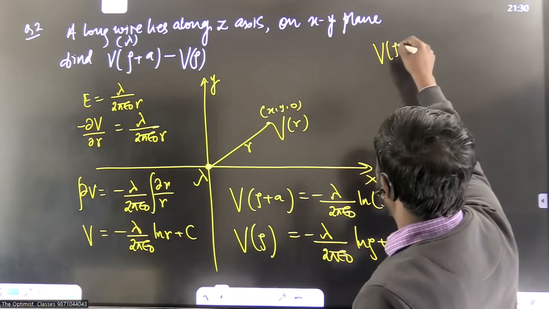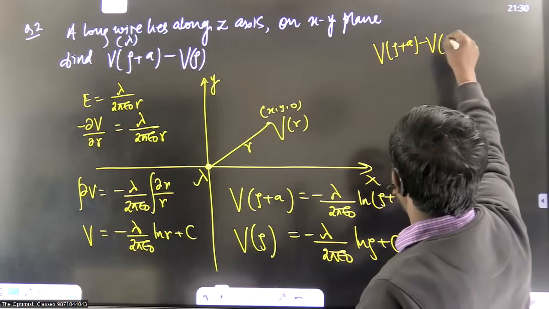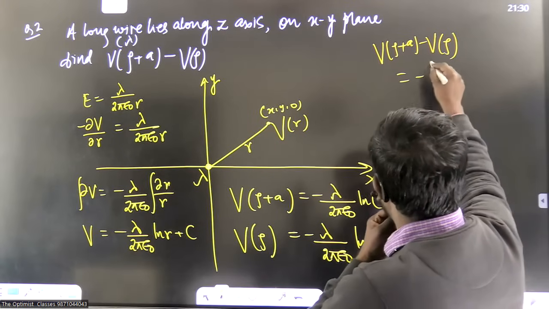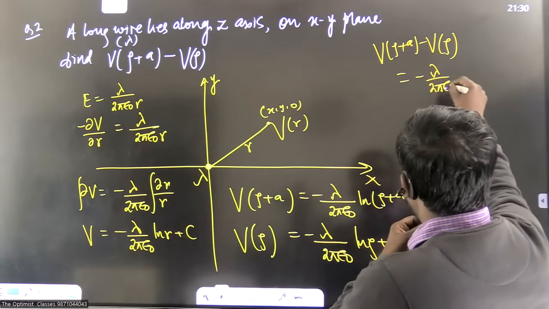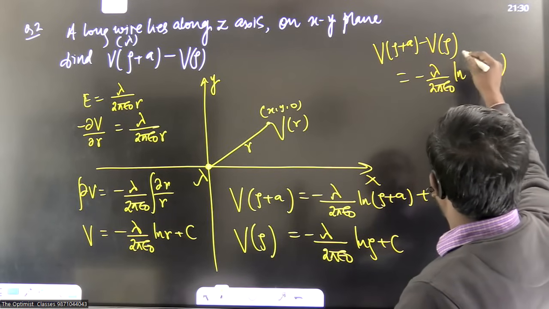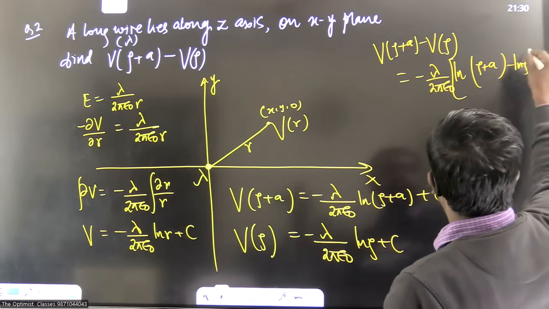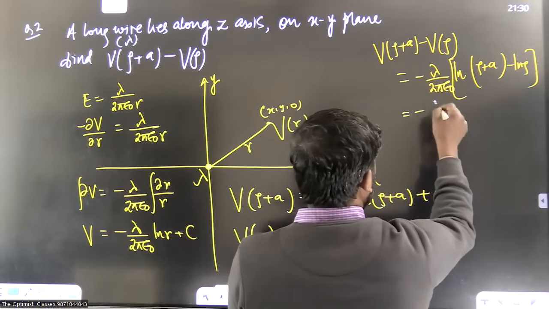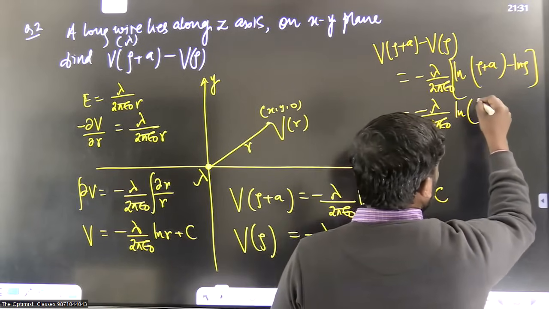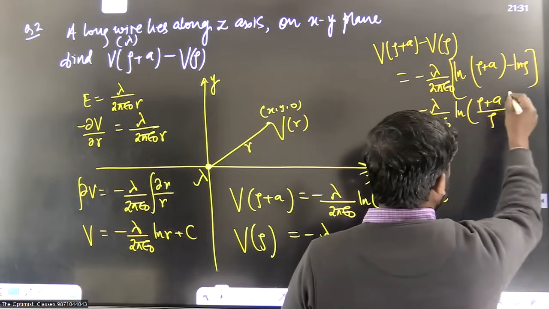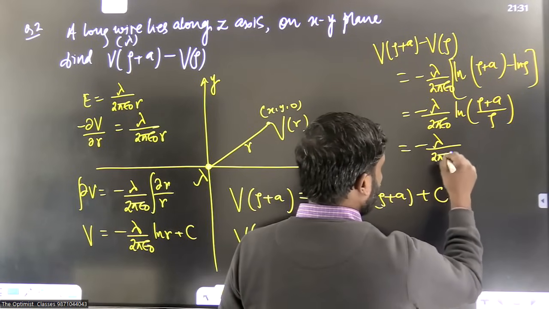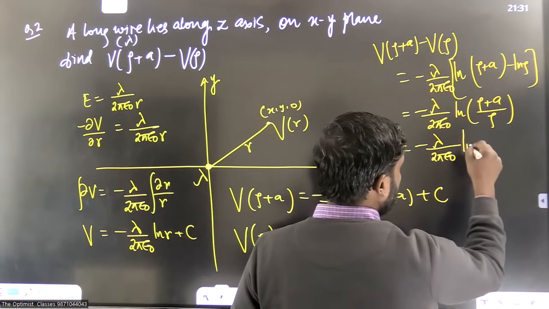So V of rho plus a minus V of rho is equal to, if you take the difference, c will cancel out and you will get minus lambda upon 2 pi epsilon naught, ln of rho plus a minus ln rho. So minus lambda upon 2 pi epsilon naught, ln of rho plus a divided by rho. Now you can write it as minus lambda upon 2 pi epsilon naught, ln of 1 plus a by rho.